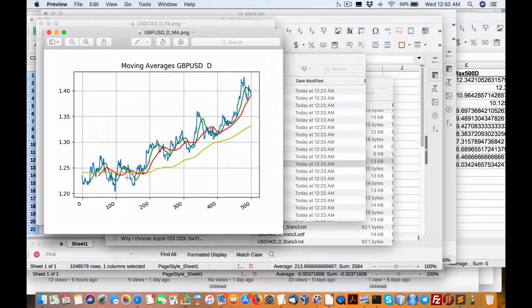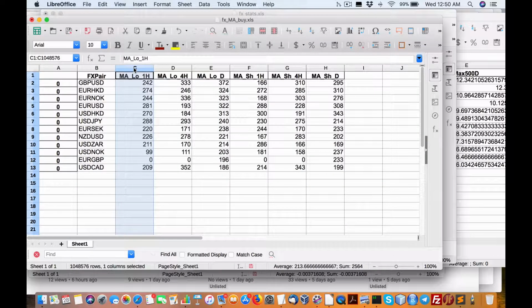So what we're trying to determine is if our 200 EMA is higher than the 50 moving average, and at the same time we are also comparing the 50-day moving average against the 20-day moving average. So this is how we interpret this in this file. As we know, we have different periods. We have daily, 4-hour, and hourly.